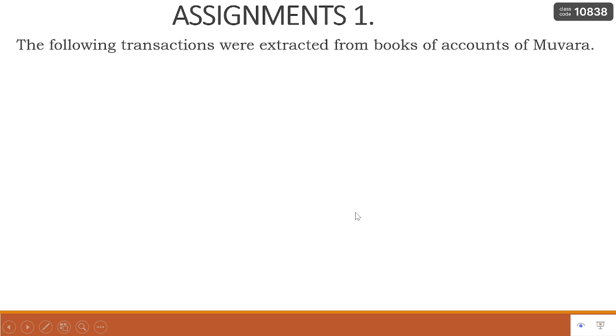Here we have an assignment for you to try and see if you have understood this. And please, if you have any question, type it under the comment box below.